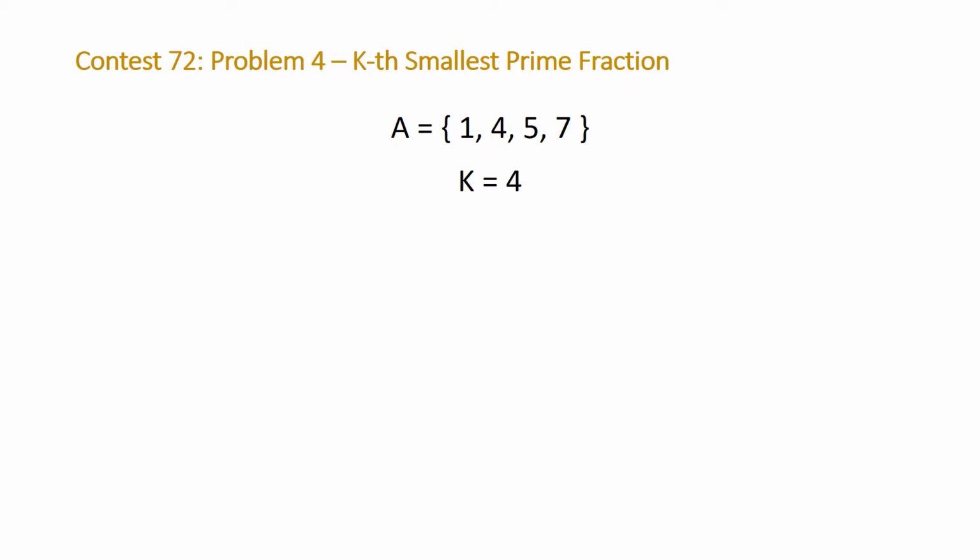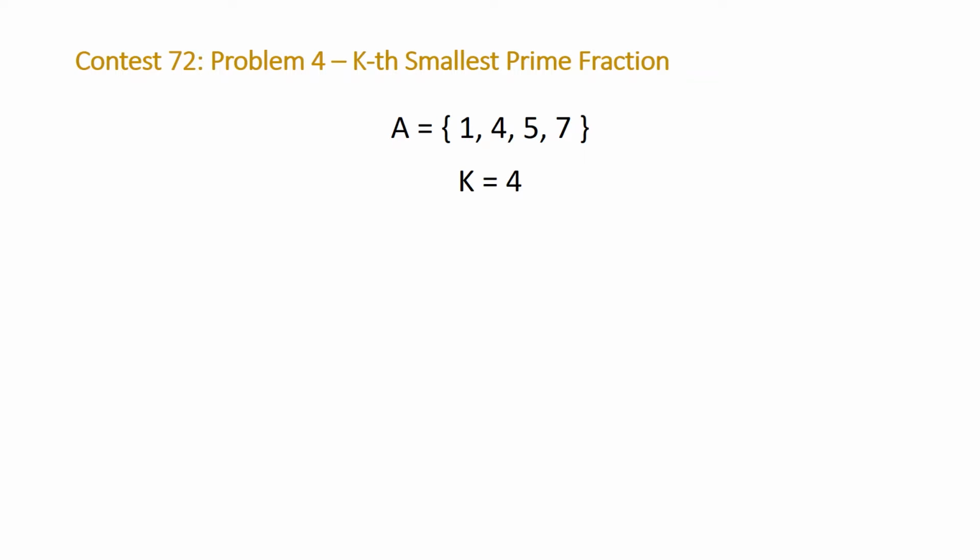So something that's important to note about this problem is that because the integers that you're given in your array are prime, we know that all the fractions that you can create from these integers are also going to be sort of prime fractions, meaning that they'll be unique. So we don't need to worry about two different fractions created from two different elements reducing to the same value, i.e., 1 over 2 and 2 over 4 having the same value.